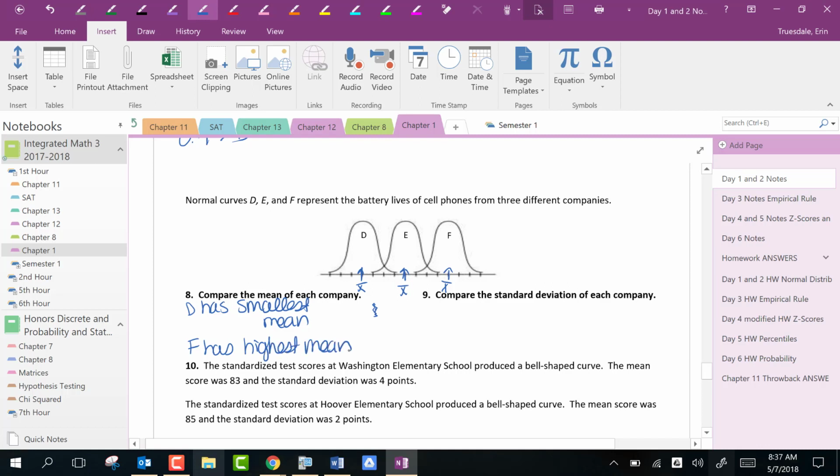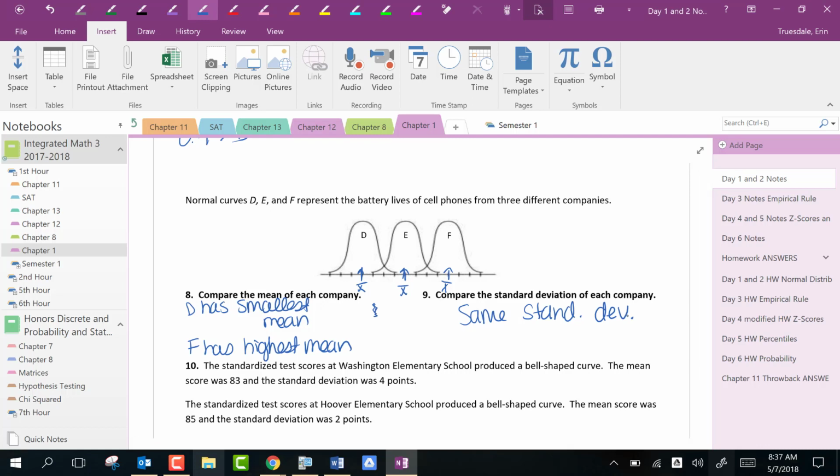Okay, the standard deviation is how spread out from the mean the data is. So this is the spread of D. That's how spread out it is from the mean. E and F, what do you think about that? They're the same. Good. Yeah, they have the same standard deviation because they're the same shape. They're the same spread out from their mean.